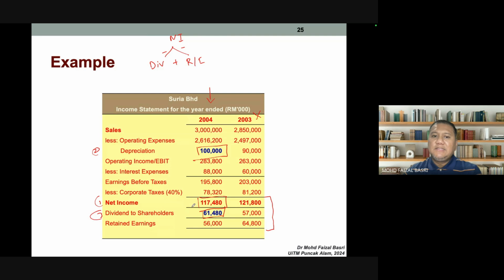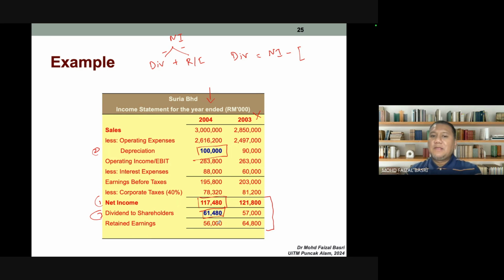It's the same if we want to find dividend. Okay, so we have to minus retained earnings. So, therefore, in order to find dividend, if dividend is not given in the income statement, we need to get the net income. Okay, get the net income, and then we minus the retained earnings. So retained earnings, if it's given like this, we just deduct 56,000. Okay, 117 minus 56 gives 61,480.